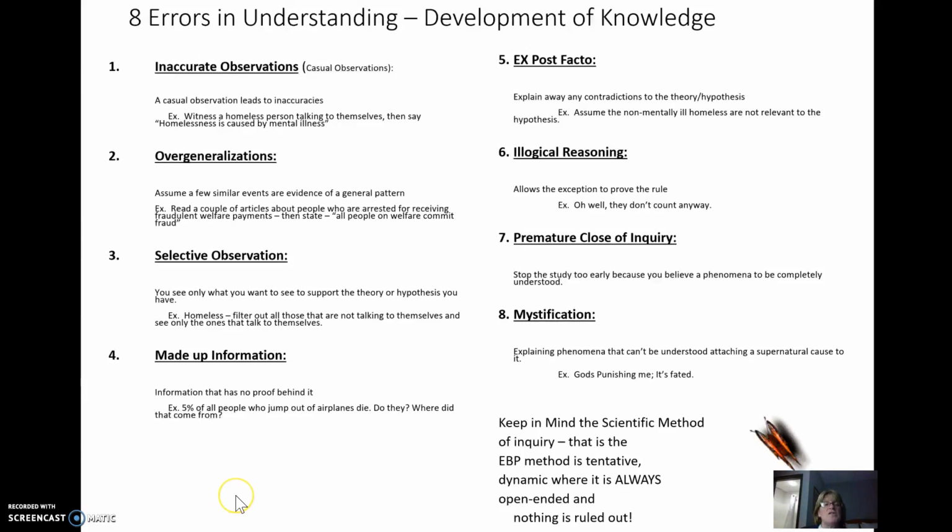One last thing I want to mention is the errors in understanding. These are errors in how we develop our knowledge. There are many things that can go wrong in a research study. That's why we do our best to prevent these errors in understanding from happening. There are eight of them: inaccurate observations, overgeneralizations, selective observations, made-up information, ex post facto, illogical reasoning, premature close of inquiry, and mystification. That's about it I want to share with you, at least verbally.